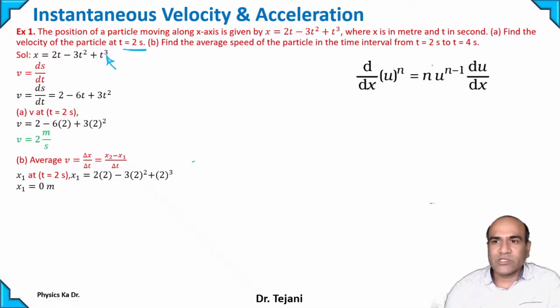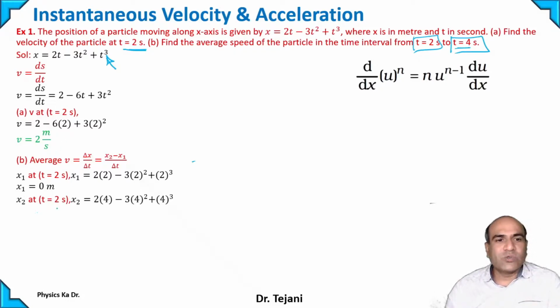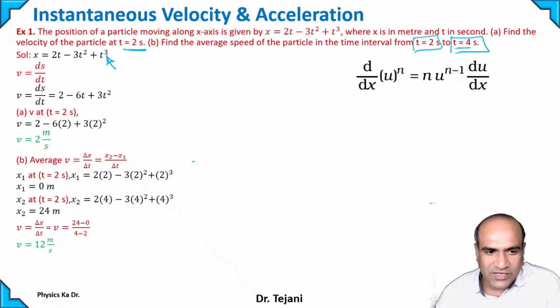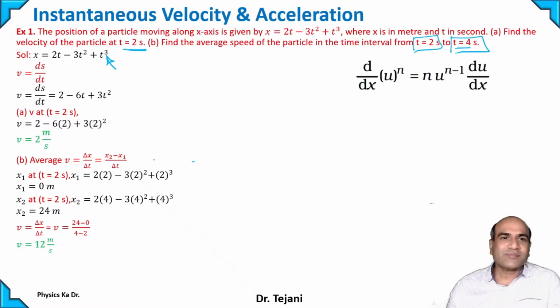And if you want x2, first is t is equal to 2, second is t is equal to 4. Let's put t is equal to 4 second here, and x2 becomes 24. Now we have all the values. V is equal to delta x by delta t. So x2 is 24, x1 is 0, time is 4 minus 2, which becomes 2. So the velocity is equal to 12 meter per second. This is our solution. Let's move on.